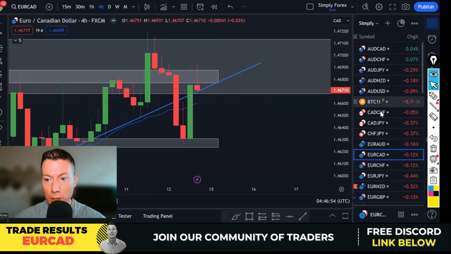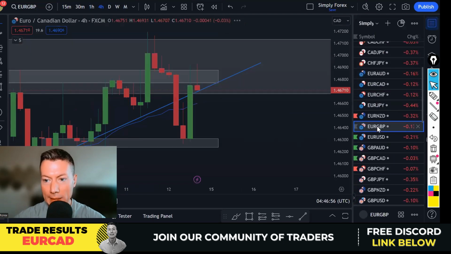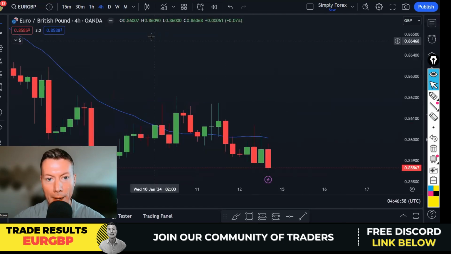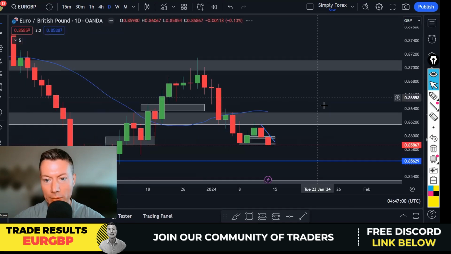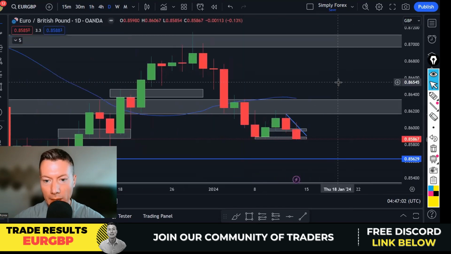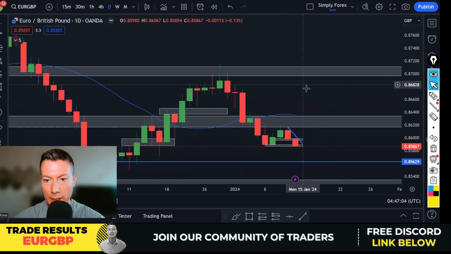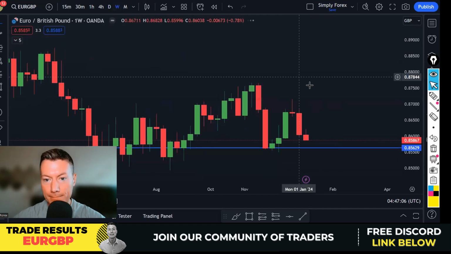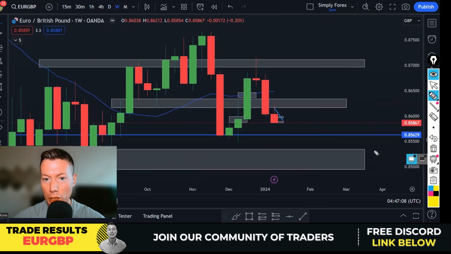Same with euro pound, guys. I just wasn't trading at this point. If we look at euro pound and why we were trying to sell this as well, and we're still trying to sell this, it's the weekly chart. I must always point out the weekly chart with euro pound because I bloody like it. And it's clearly in a downtrend.